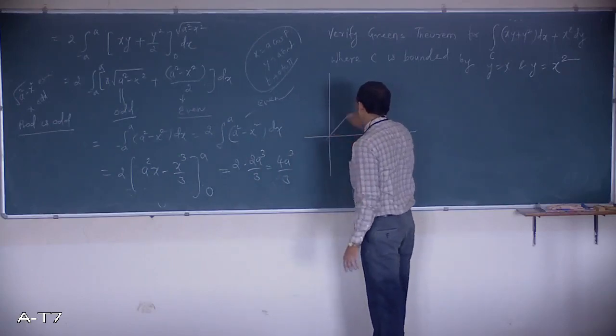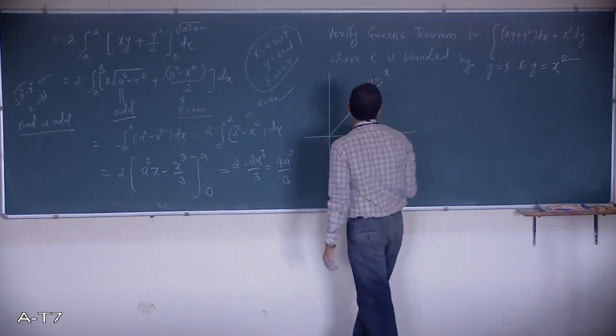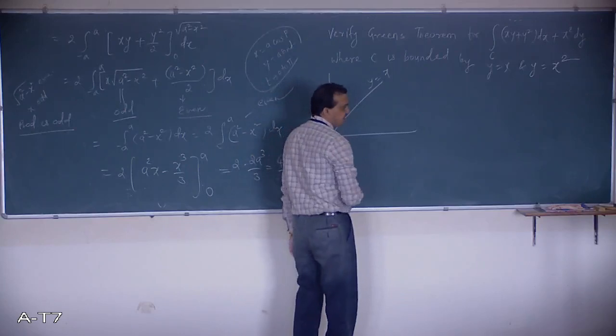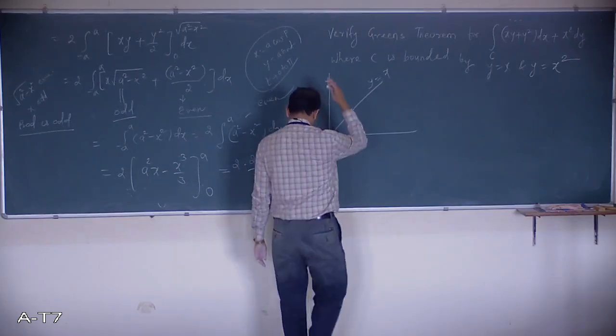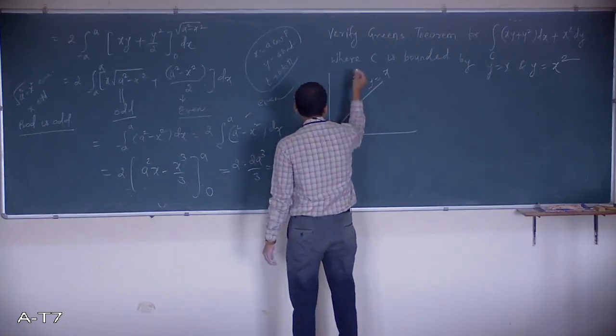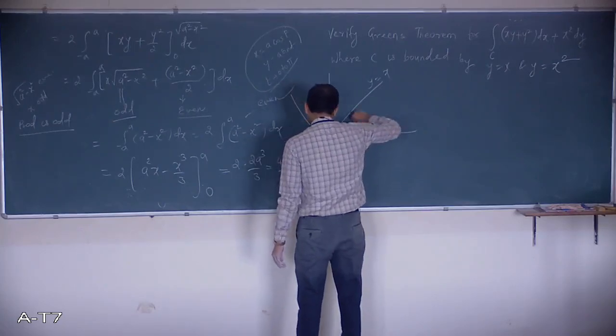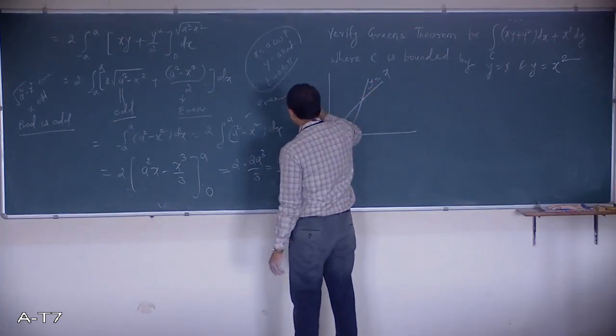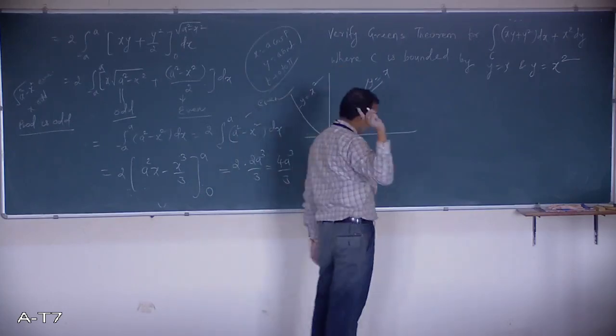First is y is equal to x. See here y is equal to x square, so it has to be going to the top like this. Already we have taken one curve in the first example. So this is the equation y is equal to x square. That was 2x square, this is 1x.